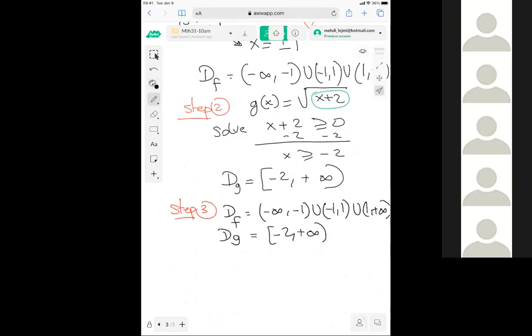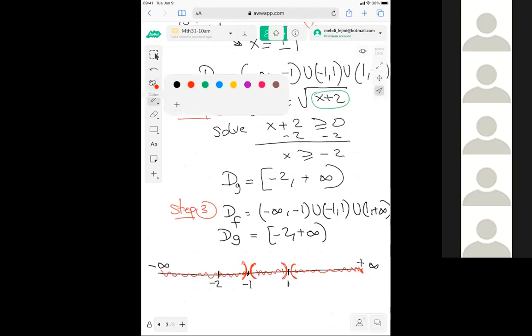Okay, so let me draw both domains on the same number line. I'm going to need a negative two. Here's my negative two. I'm going to need negative one, and I'm going to need positive one. Here's my negative infinity, positive infinity. Now first, for domain of f, it's any real number on the number line except negative one and positive one. So we need to exclude both negative and positive one, and that's why I'm using parentheses here, to say that negative and positive one are excluded.